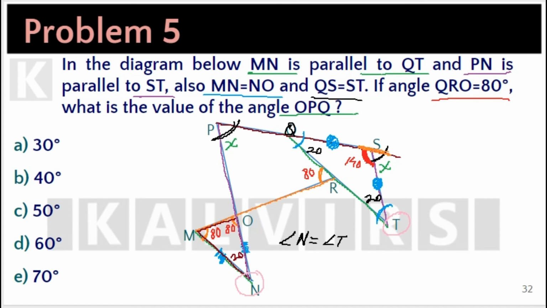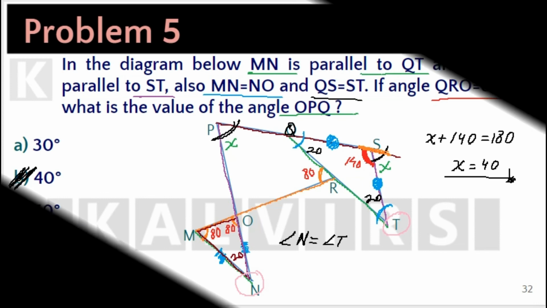Since this is a straight line, X plus 140 equals 180. So X equals 40 degrees. Choice B is correct.